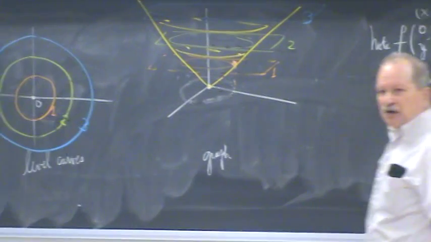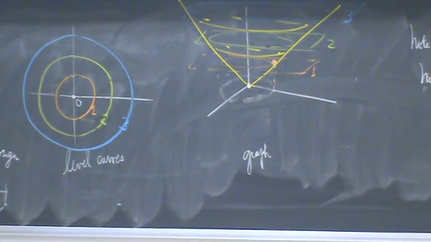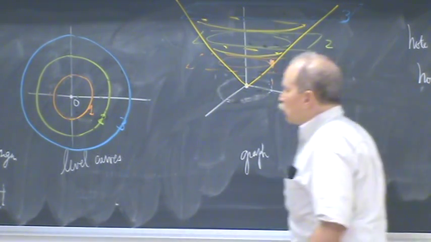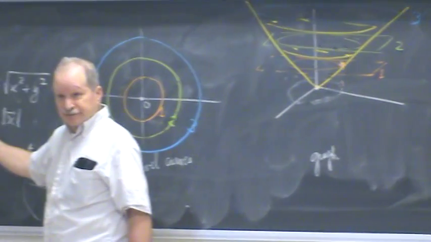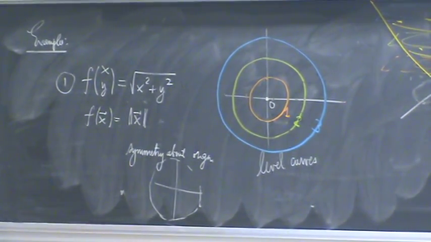So, when you say f of vector x has components x and y? Right. Okay. It's in the domain, so it's just in R2. All right, so slight modification.